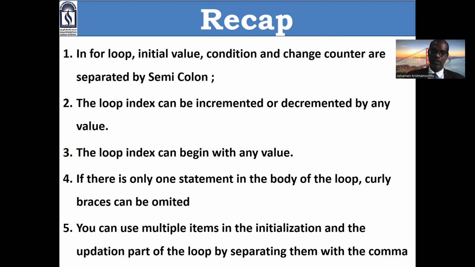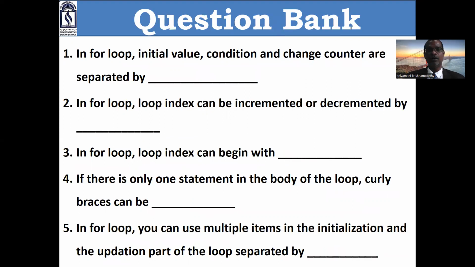This is the recap. Now, this is the time for the question bank. Still, if you have doubts, play back the video again, listen to the video, and at last try to answer the questions. Number 1, in a for loop, initial value, condition, and change counter, that may be increment or decrement, are separated by dash. Yes, you are right, separated by semicolon.